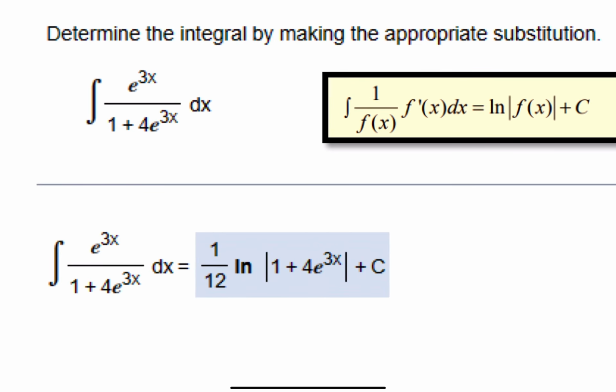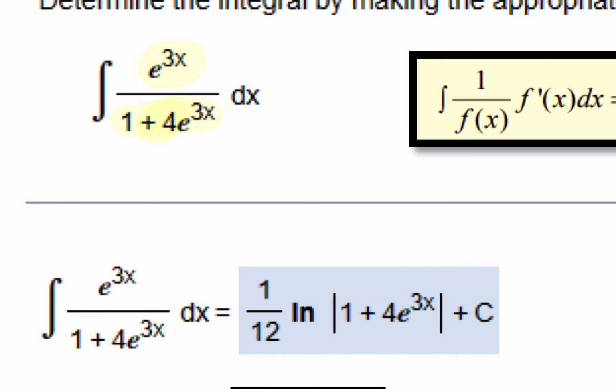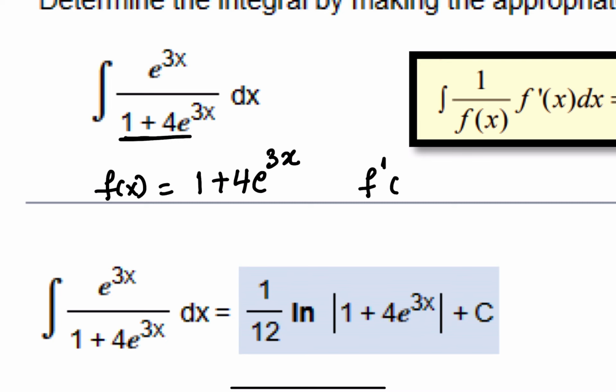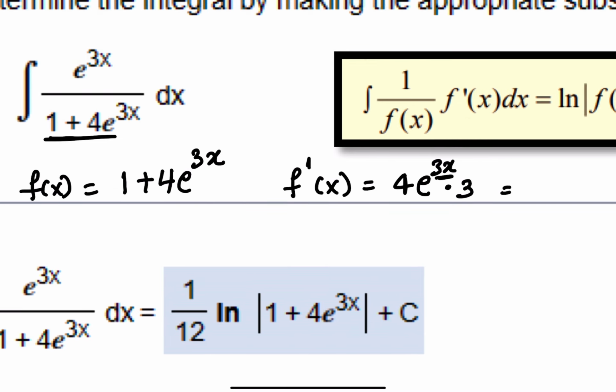I like 1 over the function. You see, this is like 1 over the function. And again, here pause and see if you can find your function. Here, my function is going to be 1 plus 4 e power 3x. Now you're going to ask me, Miss, what's the derivative? This is my function f of x. When you're dealing with e power x's, they are the best. The derivative is going to be 4 e power 3x times the derivative of 3x, which is 3. So this is going to be 12 e power 3x.